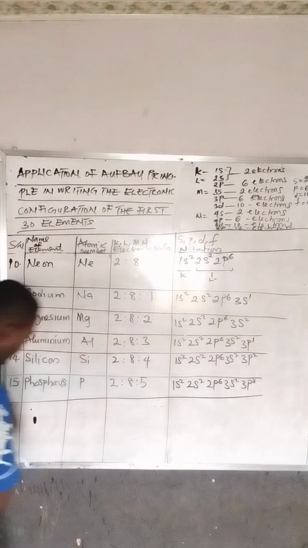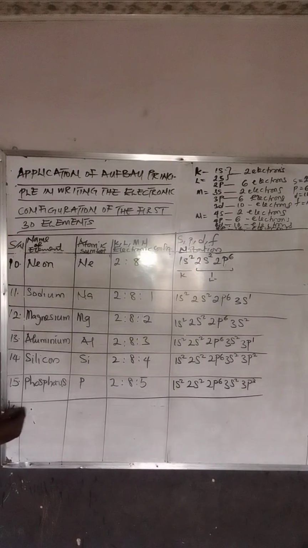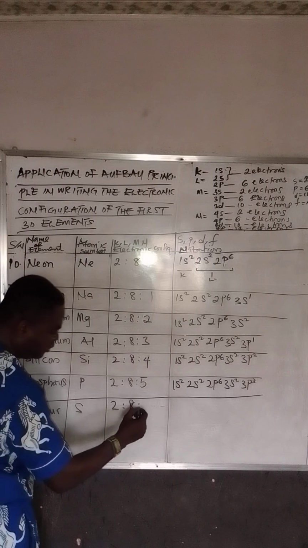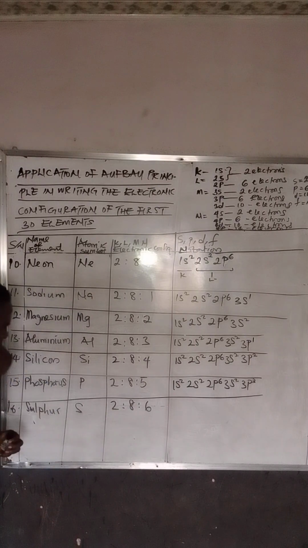Then we continue from there to number 16, sulfur. Sulfur, S. Configuration is 2, 8, 6. Now, then the SPDF notation will now be what?